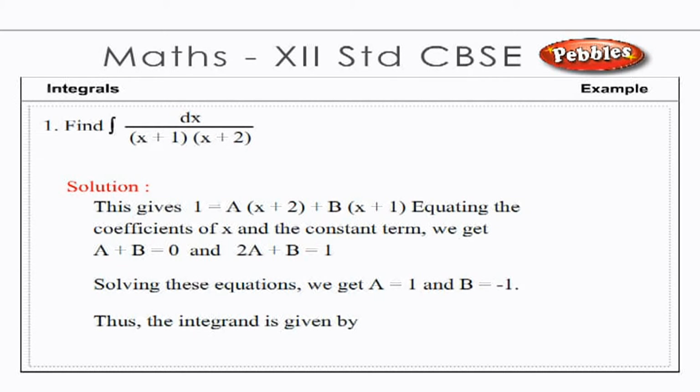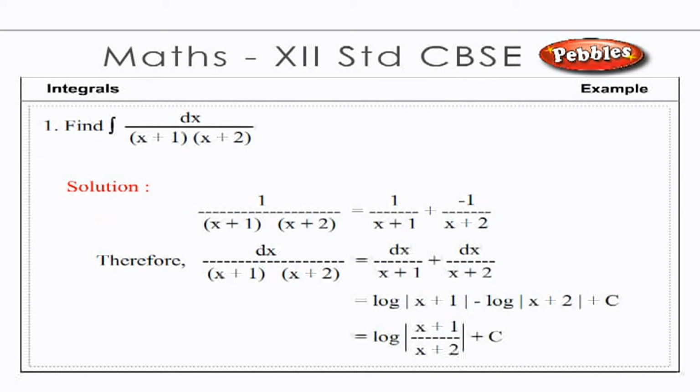Equating the coefficients of x and the constant term, we get A + B = 0 and 2A + B = 1. Solving these equations, we get A = 1 and B = -1. Thus, the integrand is given by 1/((x+1)(x+2)) = 1/(x+1) + (-1)/(x+2).